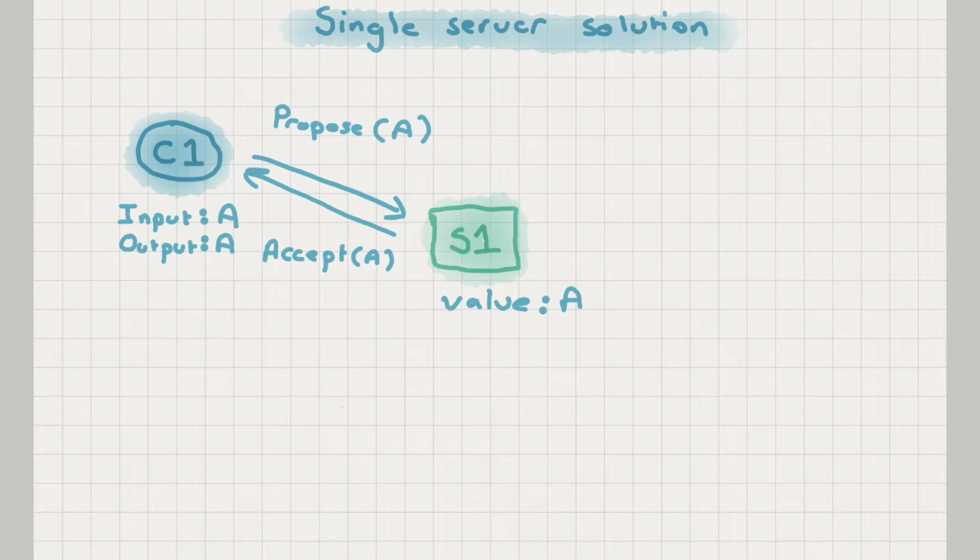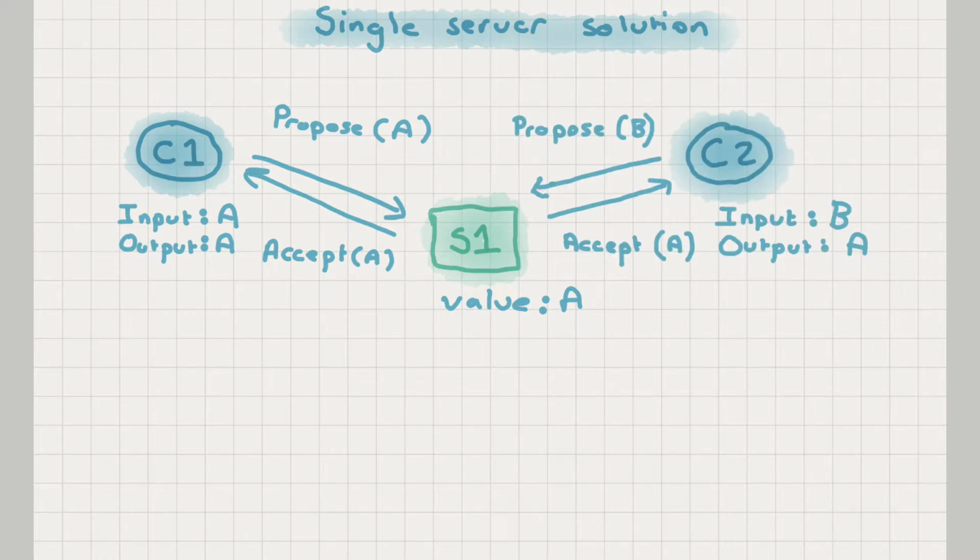Now another client, in this case client 2, is going to come along. This client has the input value B. It's going to send propose B to the server, just like client 1 did. However, this time when the server receives the message, because it's already written a value, it will respond with accept A. And so in this case, client 2 learns what the decided value was, but the decided value is different from the value that it proposed. At the end of this, both clients learn the same output value, which is A.